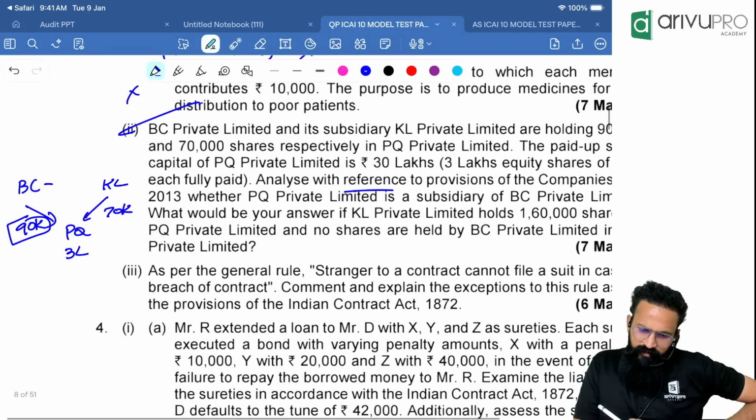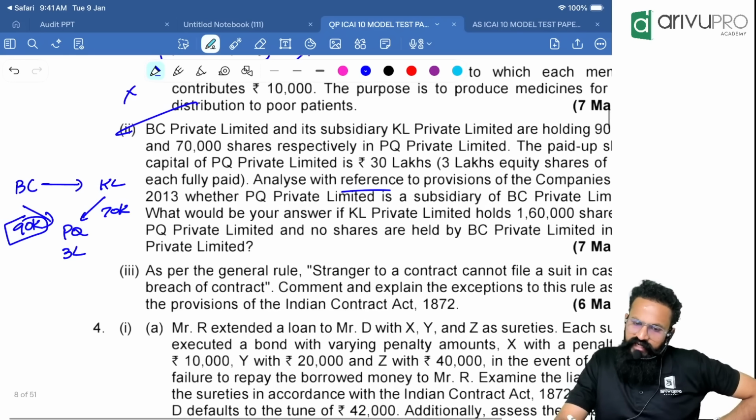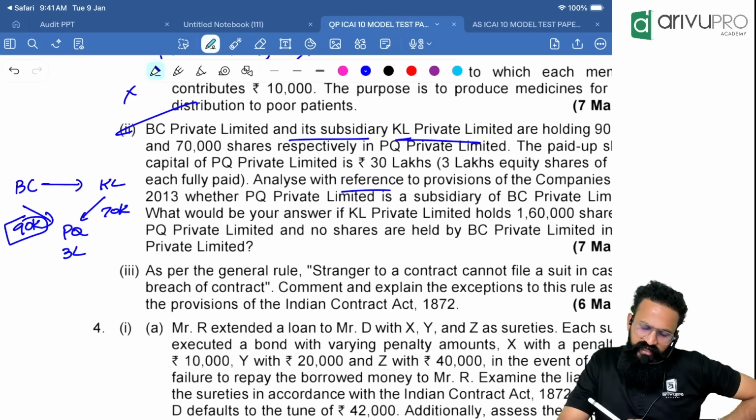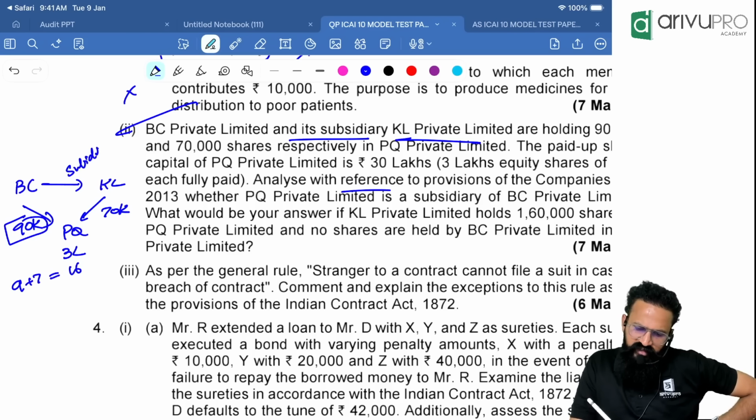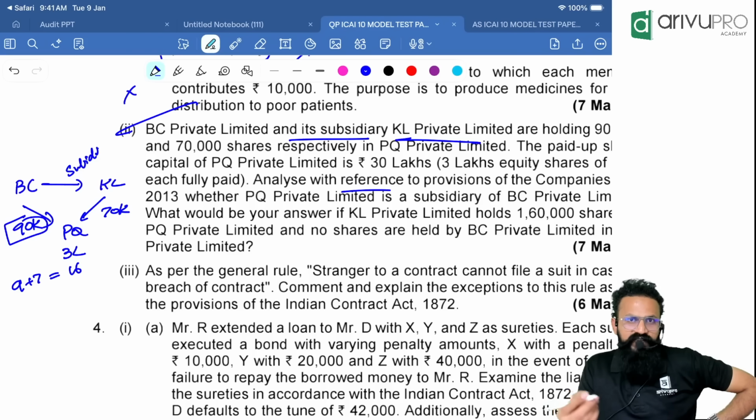Okay. BC Private Limited and its subsidiary KL Private Limited. They have clearly given that KL Private Limited is a subsidiary of BC. So together how much are they holding here? 9 plus 7, how much? 16. That means they are holding 1,60,000, more than one half. Yes people, it is a subsidiary of BC.